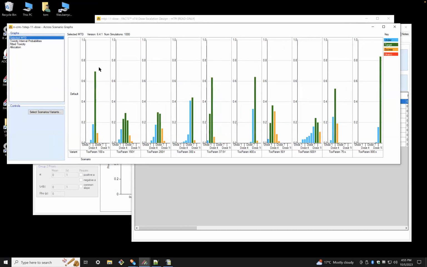So this is a histogram for each scenario of the number of times each dose was selected as MTD. And then it's been colored in because FACTS knows the truth of the toxicity rate we were simulating and whether that truth was below, blue, in, green, above, orange, or way above, red, the target toxicity band. So you can see reassuringly that in almost all the scenarios, the peaks of MTD selection are green.